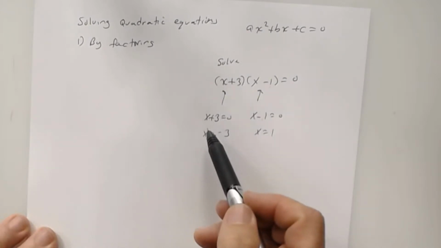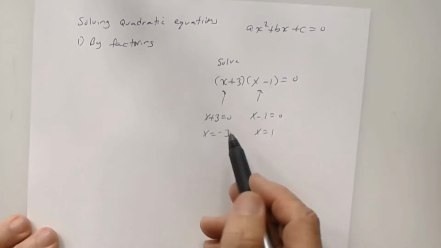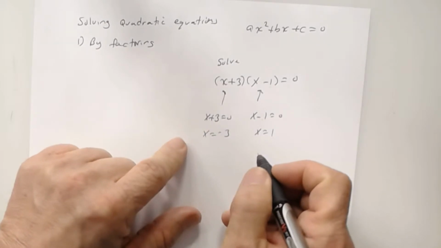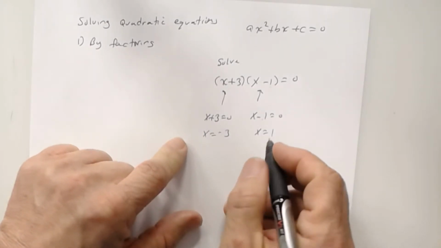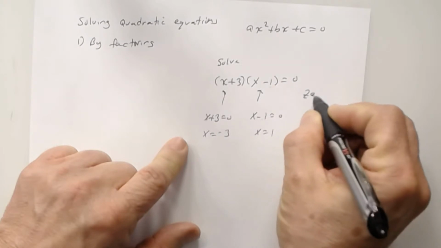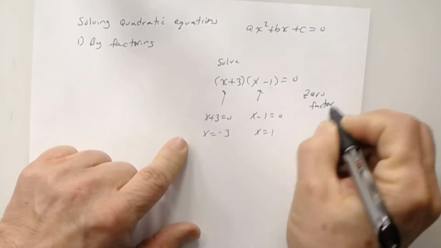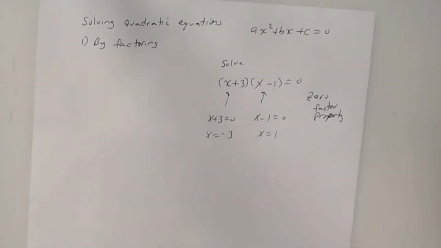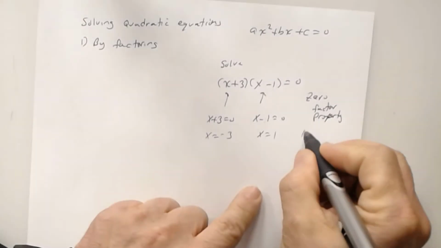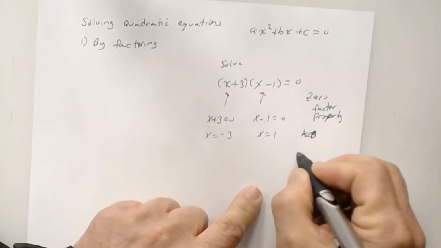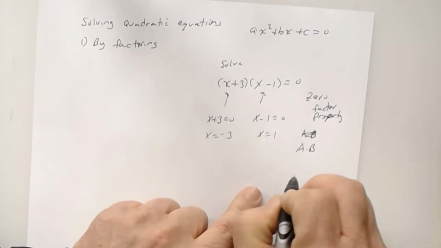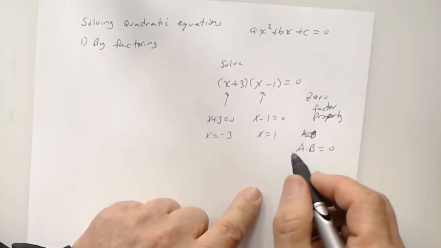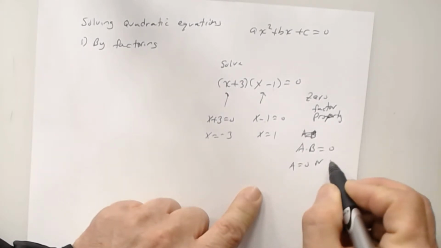Now let's see if you remember what property this was. When I said each factor equals 0, what property am I using? Very good, the zero factor property. And remember, the zero factor property says this: if you have two or more factors, A times B, and that product is 0, then one of them better be 0. So either A is 0 or B is 0.